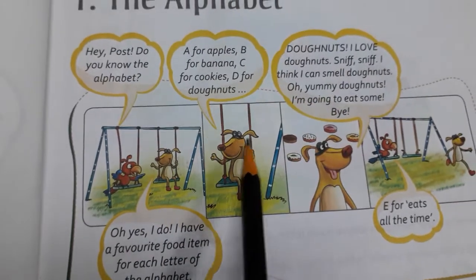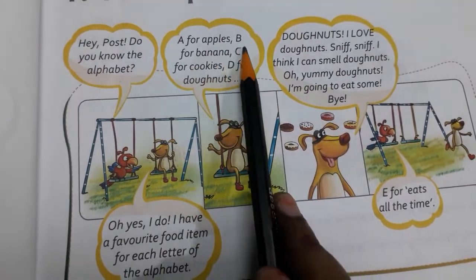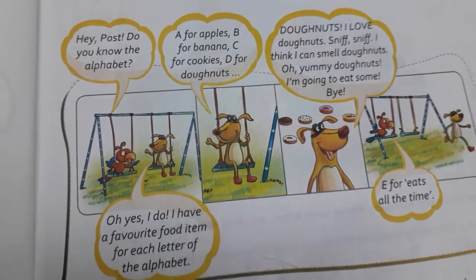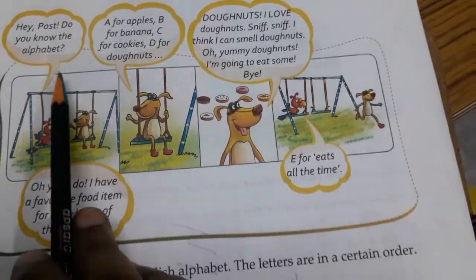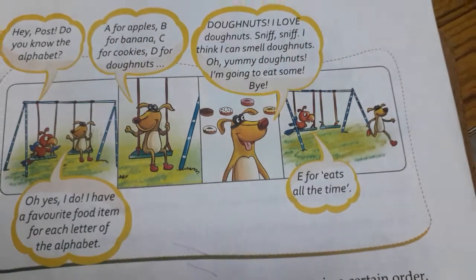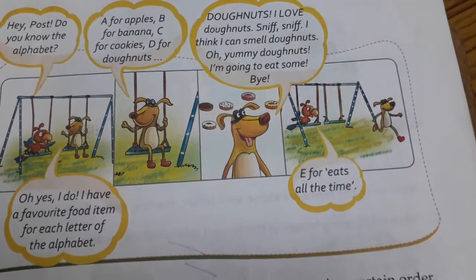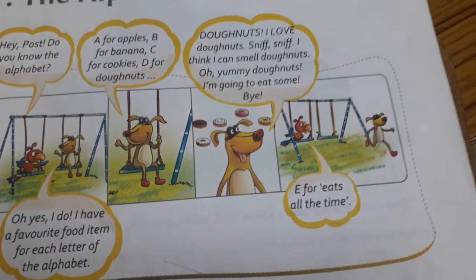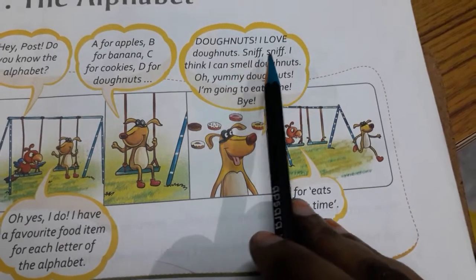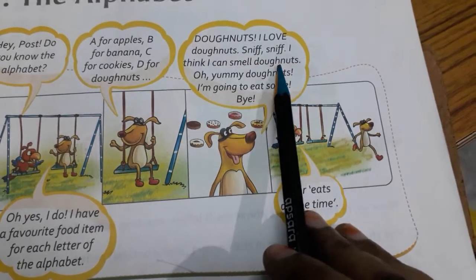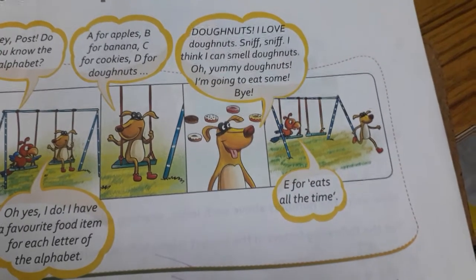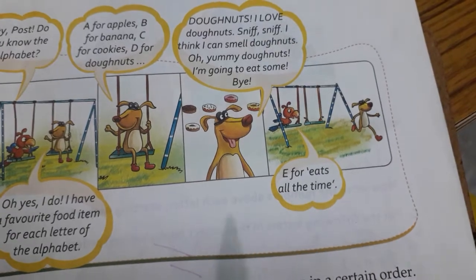Okay. Here what Post is telling. A for apples. B for banana. C for cookies. D for donuts. Post is telling A for apples, B for banana, C for cookies, D for donuts. And next, donuts. I love donuts. Sniff, sniff. I think I can smell donuts. Oh, yummy donuts. I'm going to eat some. Bye. E for eats all the time.